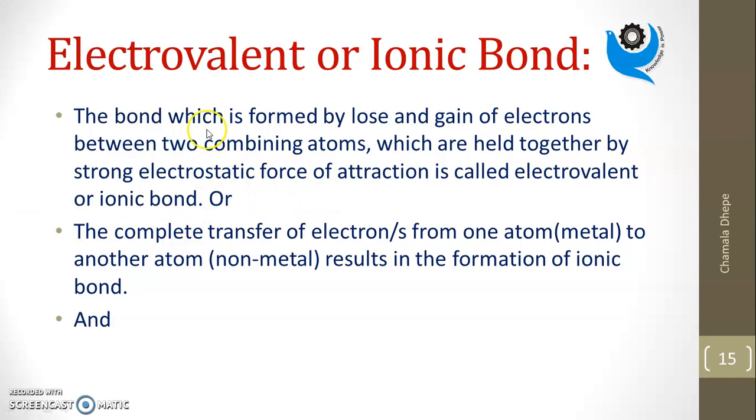One peculiar characteristic of the electrovalent bond is that there is a complete transfer of electron or electrons from one atom, the one that loses, that is the metal, to the other atom, the one that gains, that is the non-metal. This results in the formation of the ionic bond. Always remember, in an electrovalent bond there is a complete transfer of electrons. So this is about the electrovalent or ionic bond.